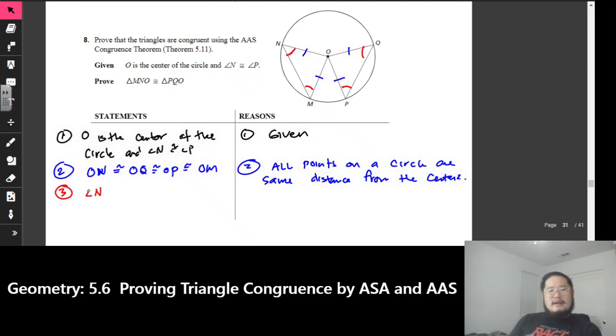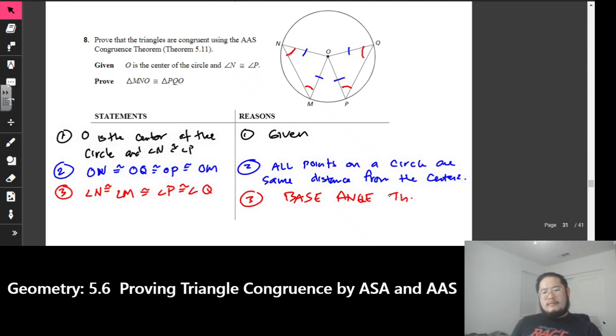Because now angle N is congruent to angle M. Angle M is congruent to angle P. And angle P is congruent to angle Q. All of these angles are congruent to one another. Well, what is the reason for that? These happen to be base angles. So let's say the base angle theorem is the reason why they are all congruent.